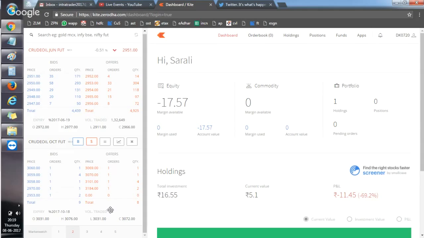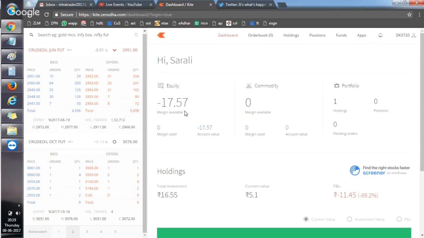So you may ask, which contract should you trade, whether you should trade the June contract or the October contract. My answer would be, it totally depends on what your view is for crude oil. I'm not giving any recommendation. I'm just saying that by looking at the snapshot, you will be able to understand which contract you should be buying or selling.